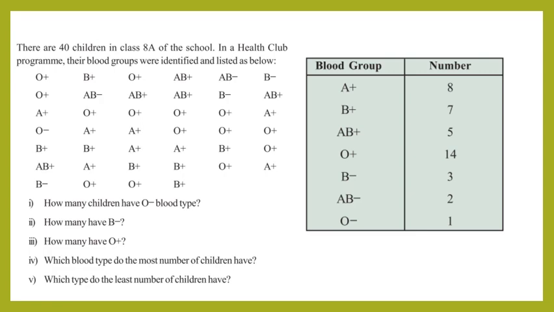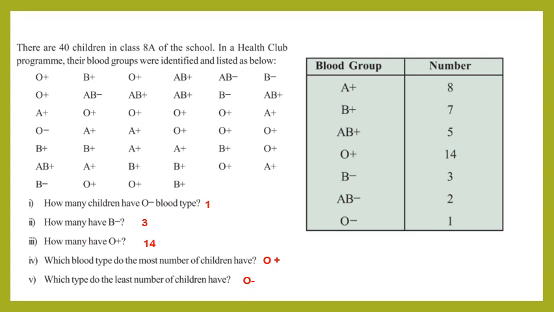Now see the first question. How many children have O negative blood group? Yes, 1. How many have B negative? 3 B negatives are there. How many have O positive? Yes, our answer is 14. Fourth question. Which blood type do the most number of children have? Yes, O positive blood group. Fifth question. Which type do the least number of children have? Yes, O negative blood group.